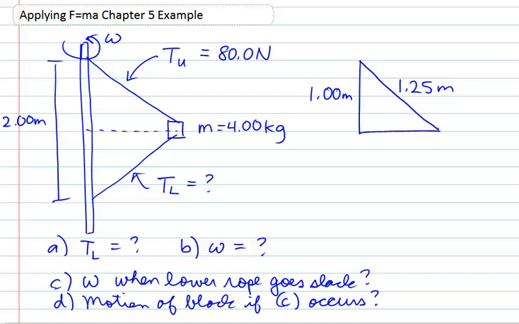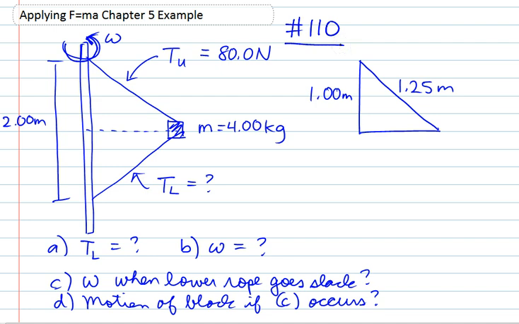Okay, welcome back everyone. In this example from Chapter 5, we're going to look at a rotating system and analyze the forces on a block rotating around a vertical pole. And we're trying to figure out several things in this problem. By the way, this is number 110 from Chapter 5.